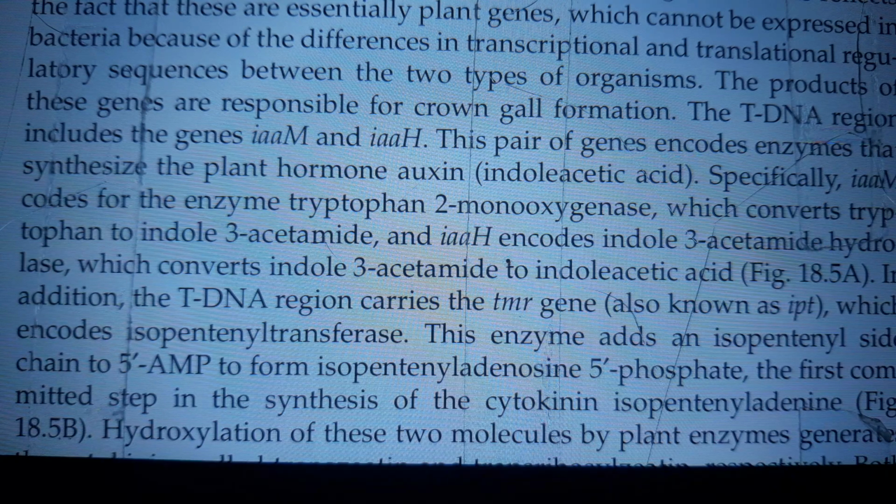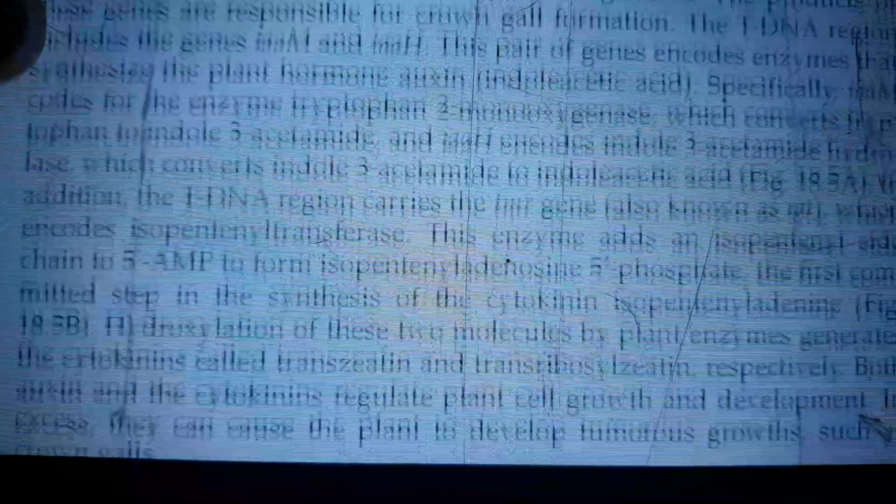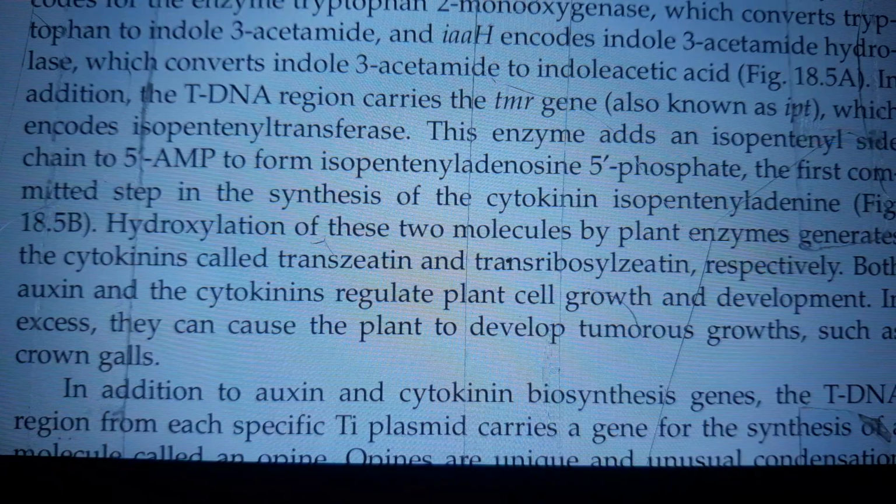The T-DNA region includes two genes, IAAM and IAAH. This pair of genes encodes enzymes that synthesize the plant hormone auxin, indole acetic acid. Specifically, IAAM codes for the enzyme tryptophan 2-monooxygenase, which converts tryptophan to indole-3-acetamide, and IAAH encodes indole-3-acetamide hydrolase, which converts indole-3-acetamide to indole acetic acid.